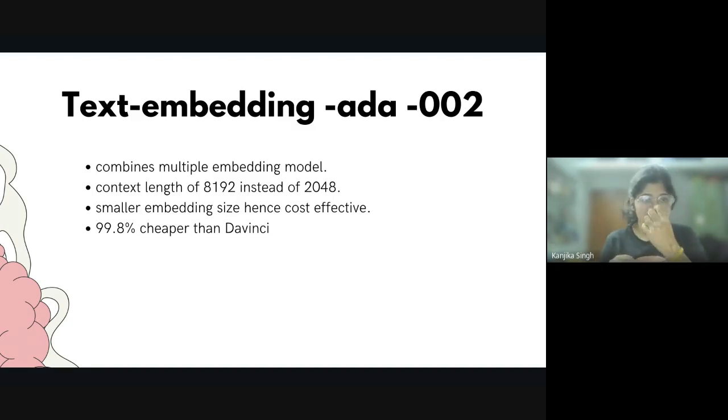Now, this has a smaller embedding size. Statistics tell us that it occupies 1/8 of the space as compared to the Da Vinci model. So it is cost effective because it acquires less space. Then it is 99.8% cheaper than Da Vinci. Again, as per statistics, 3,000 pages per USD is the cost of text embedding ADA002, while if we compare it with Da Vinci, it is about 6 pages per USD.